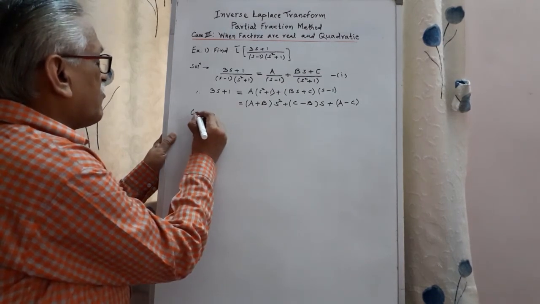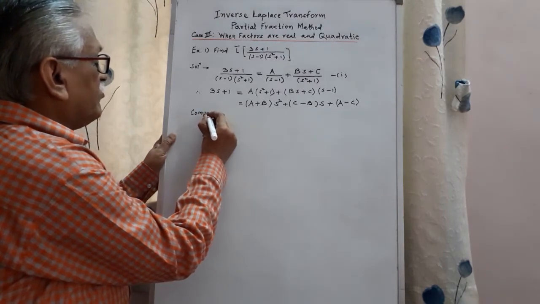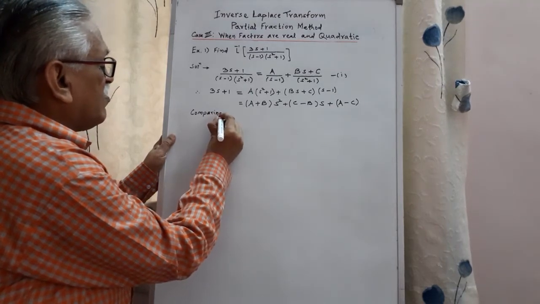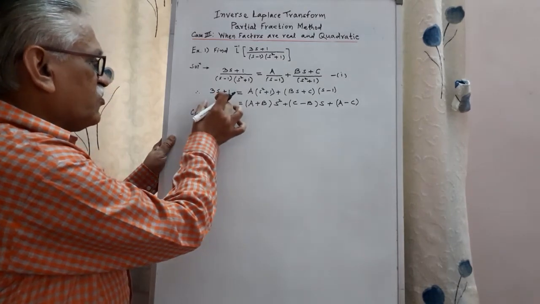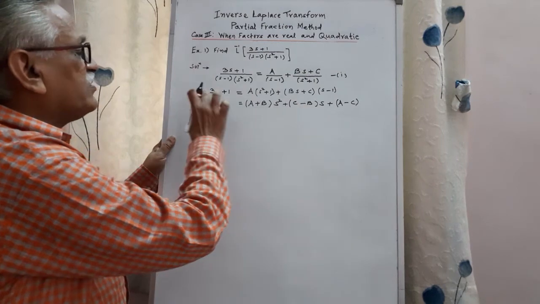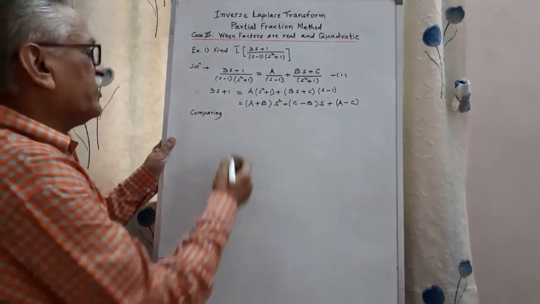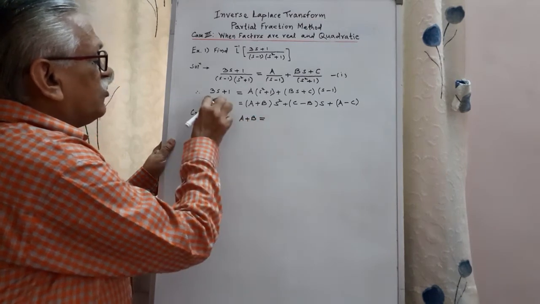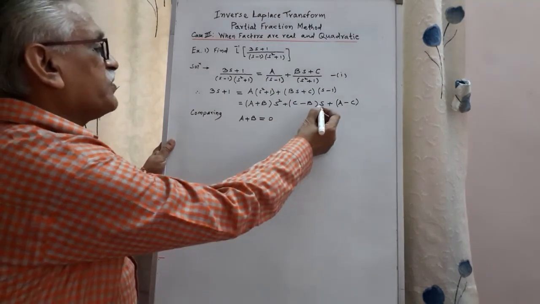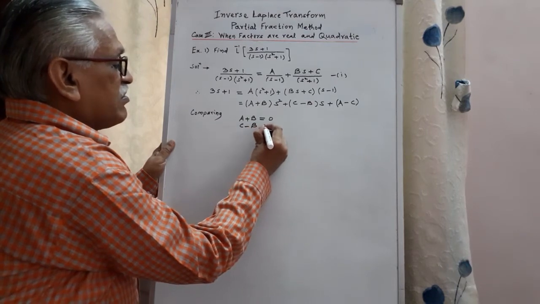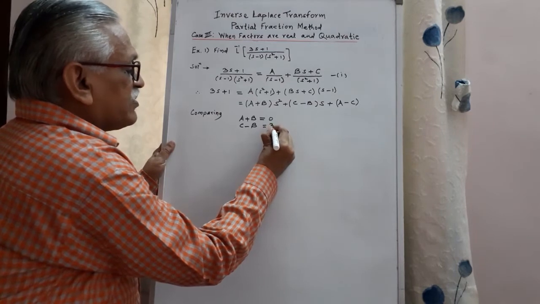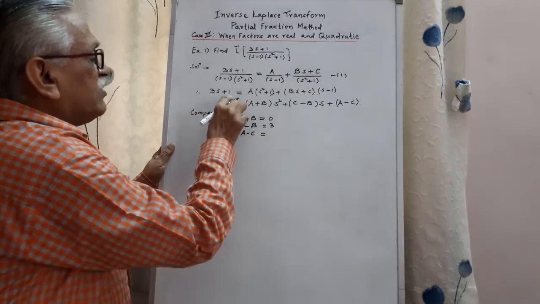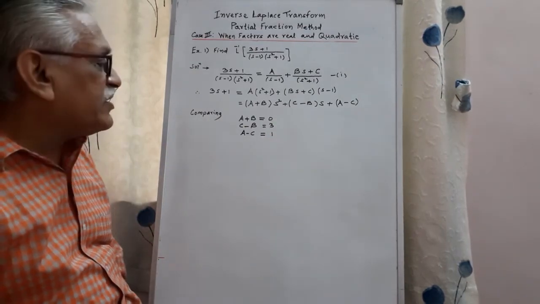Then comparing two sides, means comparing the coefficient of s square with the s square term on the left, the coefficient of s with the coefficient of s on the left, and the constant term with the constant term. We get the coefficient of s square is A plus B, and there is no term of s square on the left, therefore the value is 0. The coefficient of s is C minus B, and the coefficient of s on the left is 3, therefore equating it to 3, and the constant term is A minus C, and that is equal to 1. Therefore we have three simultaneous equations.